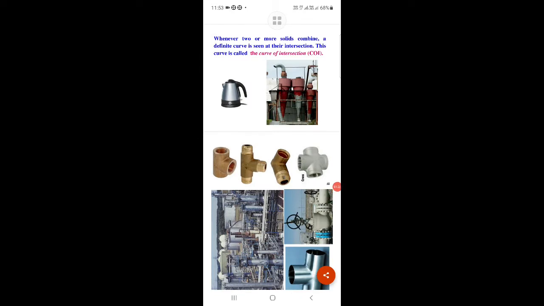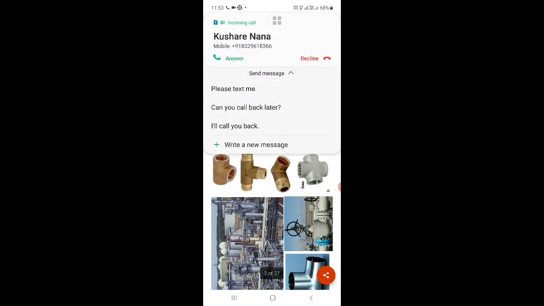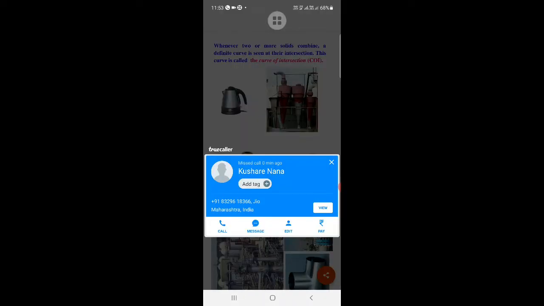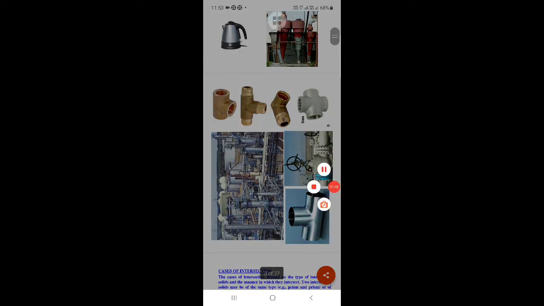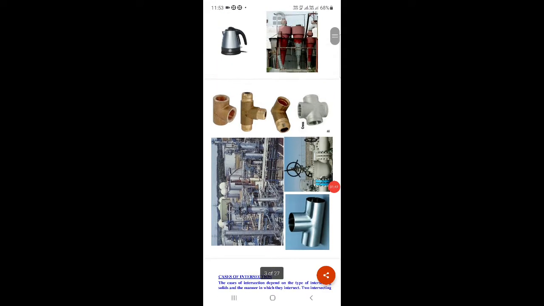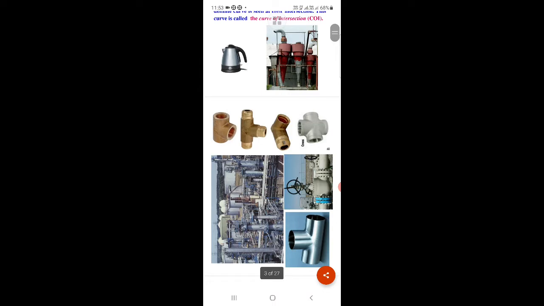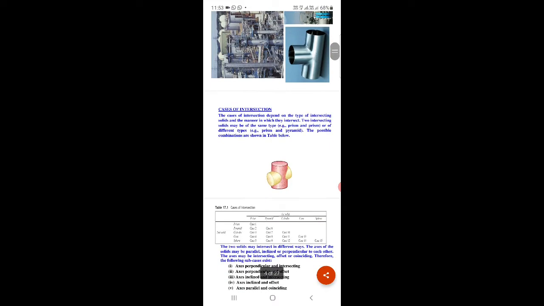Whenever two or more solids combine, a definite curve forms at their intersection. This curve is called the curve of intersection. This diagram shows many problems showing the intersection. Let's see 1, 2, 3, 4; these are intersections of solids. So what is a curve of intersection?